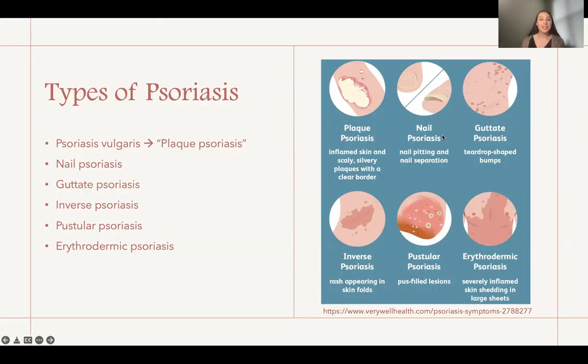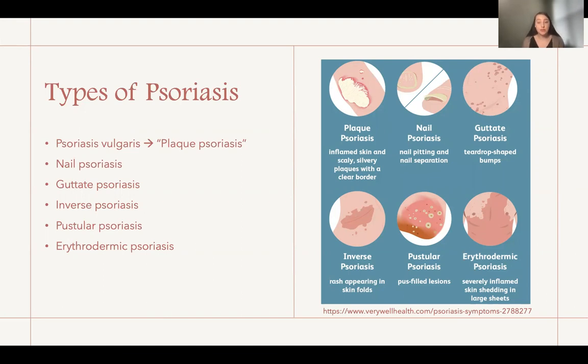Before I begin, I would like to go over a general overview of the different types of psoriasis, starting with psoriasis vulgaris, which is the main type of psoriasis I'll be covering in my presentation. Psoriasis vulgaris is also commonly known as plaque psoriasis. In this type, skin is inflamed and the lesions appear silvery and scaly, and you can see the plaques with a clear border, often with a red periphery.